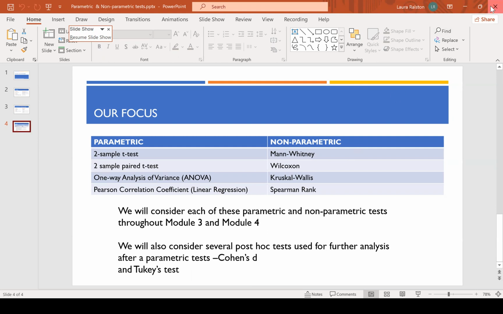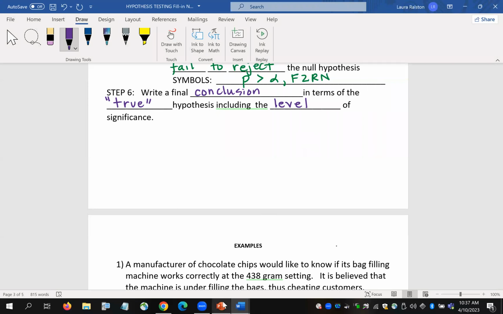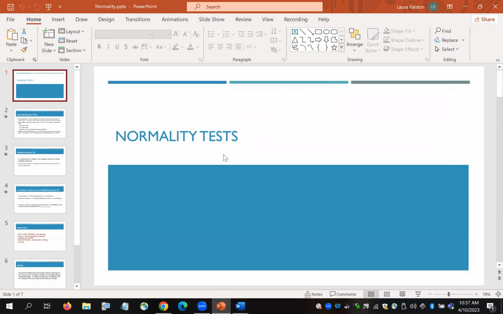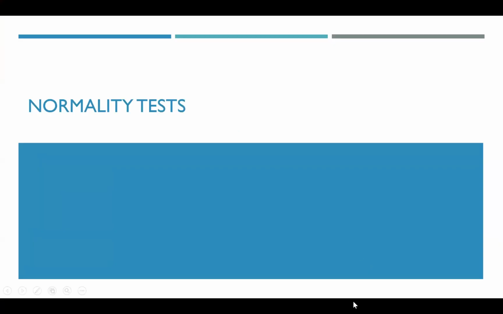Okay, so I want to move on then to the idea of normality. Remember, for a parametric test, our assumption is that our variable is normally distributed. Now, a lot of times in the scenarios that we're dealing with, we're told that. But in the real world, if you were working with data that you had collected for yourself, you wouldn't necessarily know if it was normally distributed. So the first hypothesis test, if you will, that we're going to focus on is the test for normality. So that's the one we're going to start with.